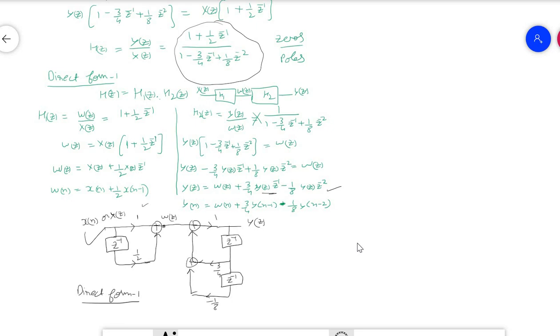Now the denominator, it's the feedback, or we can say the poles on the second side. So 1 is this one, minus 3 by 4. The sign changes: minus changes into a plus. So this is the 3 by 4 z minus 1. Plus 1 by 8 changes into minus 1 by 8, and z minus 2. So direct form is this one. Now next is direct form 2 realization.